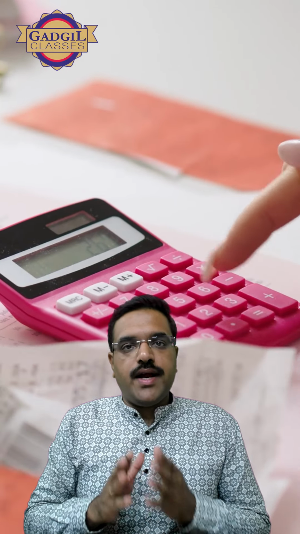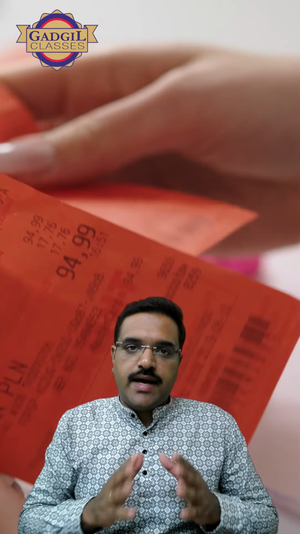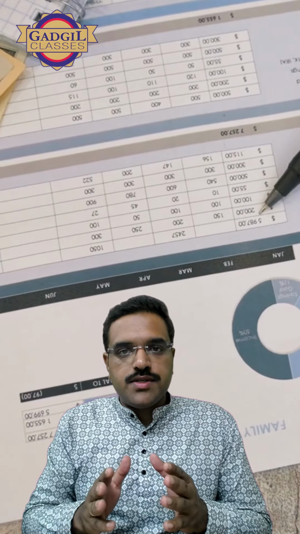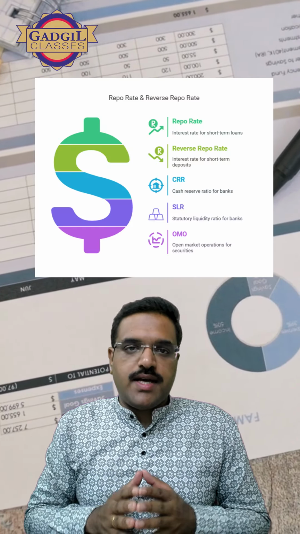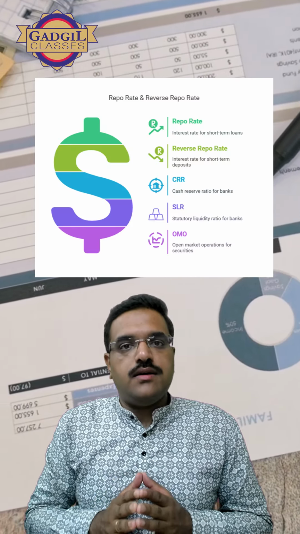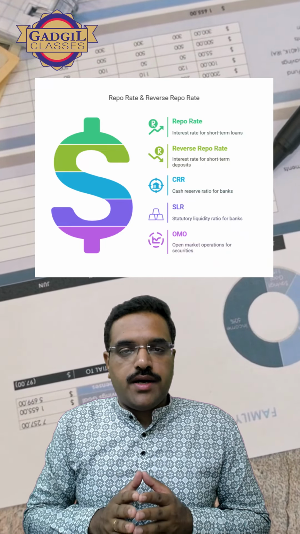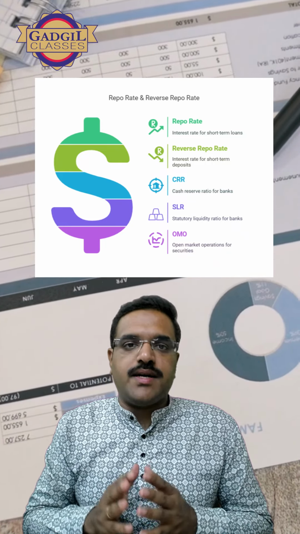Today we are going to see the concept of repo rate and reverse repo rate. For managing the money supply and inflation in our country, RBI uses both direct as well as indirect tools. This includes various tools such as CRR, SLR, repo rate, reverse repo rate, open market operations, etc.